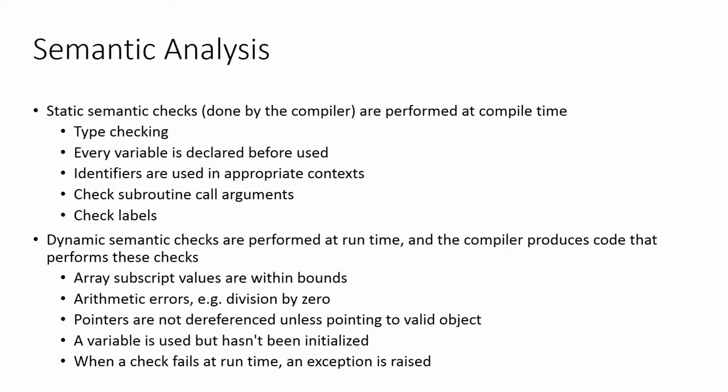Static semantic checks are performed at compile time: type checking, every variable is declared before use, identifiers are used in appropriate contexts, check subroutine call arguments, check labels. Dynamic semantic checks are performed at runtime, and the compiler produces code that performs these checks: array subscript values are within bounds, arithmetic errors such as division by zero, pointers are not dereferenced unless pointing to a valid object, a variable is used but hasn't been initialized. When a check fails at runtime, an exception is raised.